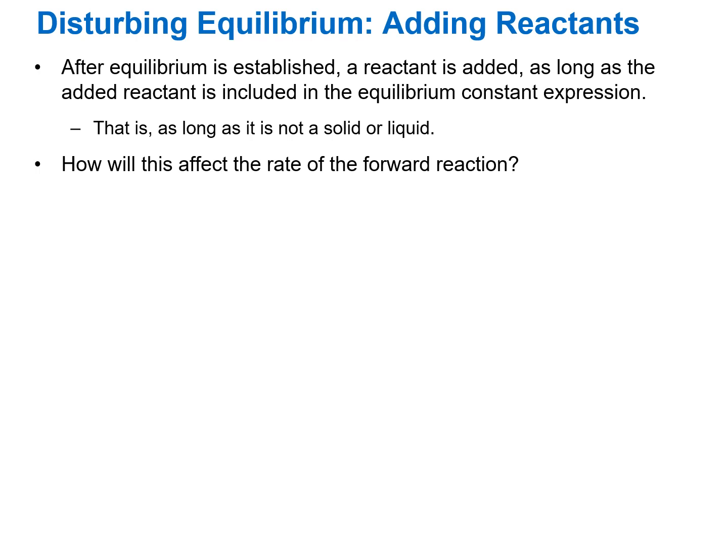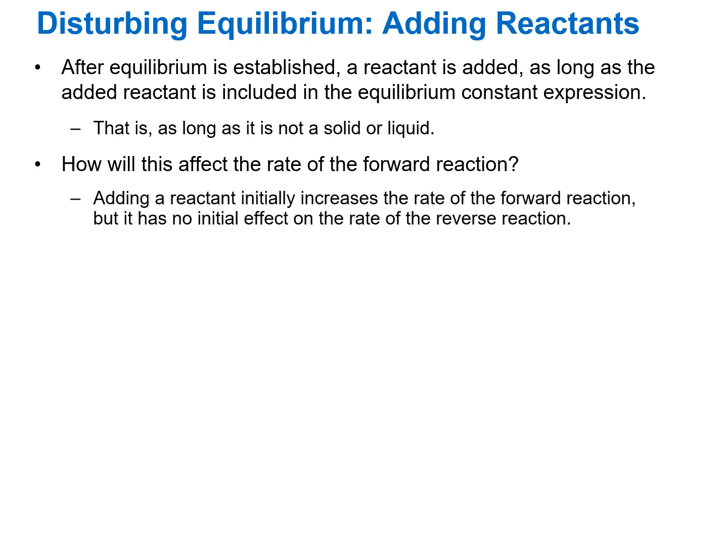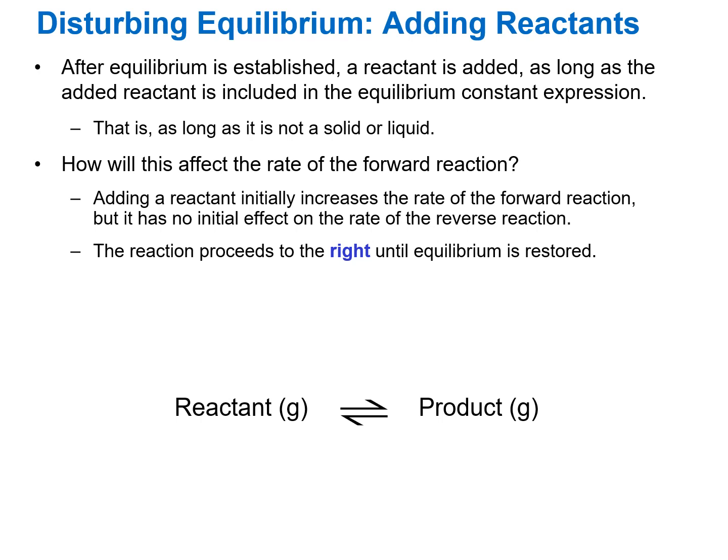But we need to ask ourselves a question. How will this affect the rate of the forward reaction? Well, adding the reactant initially is going to increase the rate of the forward reaction, but it will have no initial effect on the rate of the reverse reaction. The reaction then will proceed to the right until the equilibrium is restored. So what we're saying then is if we have a system that's currently in equilibrium and we add more reactant to it, what we're going to see is our rate of forward reaction moving forward is going to increase, but not necessarily see a decrease in the reverse reaction.